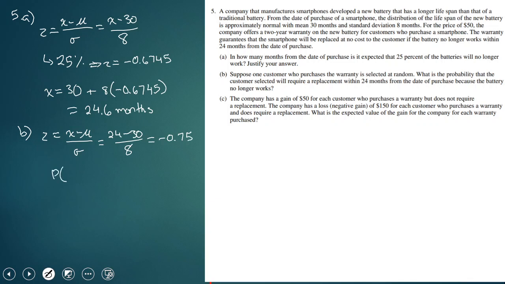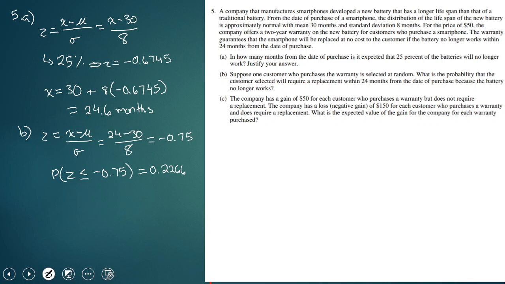So what we're trying to find is the probability that the lifespan is less than or equal to 24 months. So it's the probability that our value z is less than or equal to negative 0.75. And this is just a simple calculator question, or you can look at it with the z-score. You get 0.2266. This also makes sense because in part A we found that at 24.6 months the probability would be 0.25. So before that, at 24 months, it should be less than 0.25. So 0.2266 does make sense.